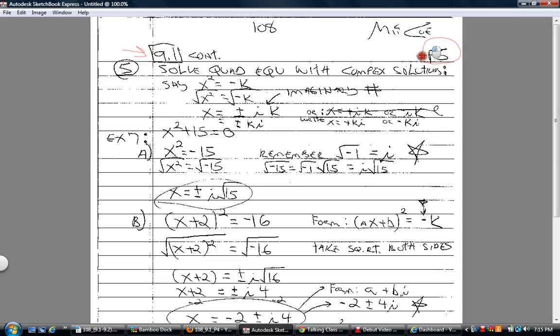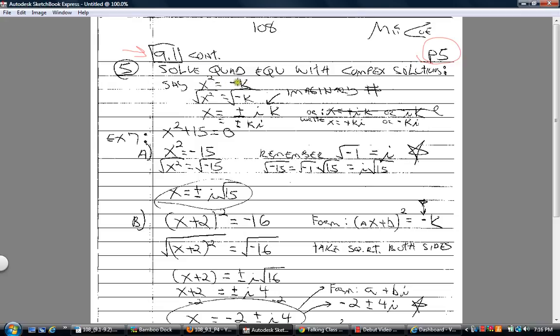Here we're going to wrap up page 5, and we're going to solve quadratic equations that have complex solutions. Now, what's that all about? Basically, whenever you take the square root of a negative number, you introduce complex numbers because we are using the letter i. To get us going here, x is your variable, k is a constant.